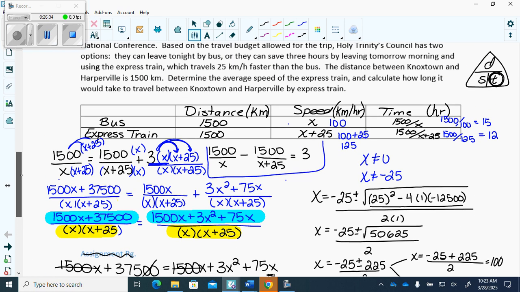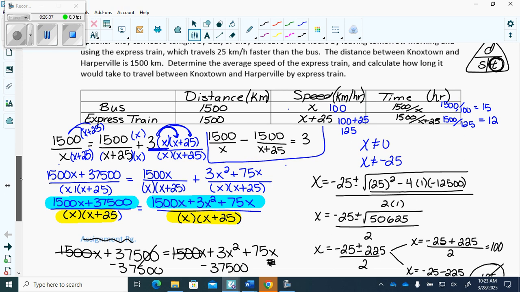And then, calculate how long it would take to travel between Knoxtown and Harperville by express train.